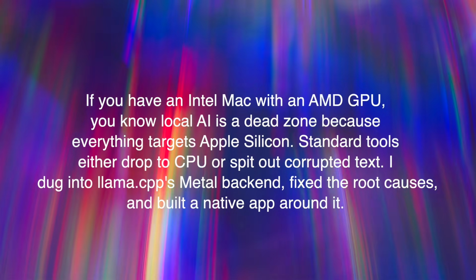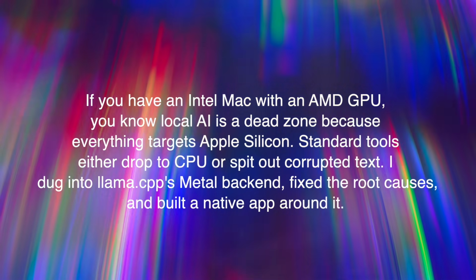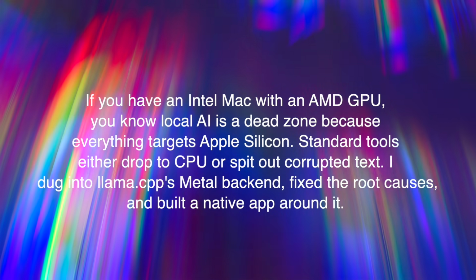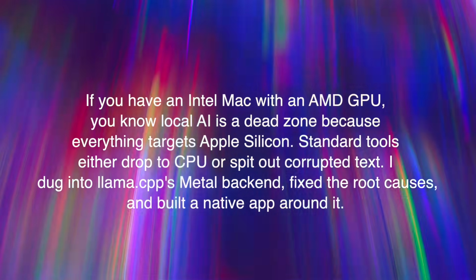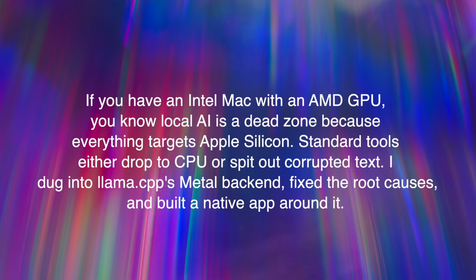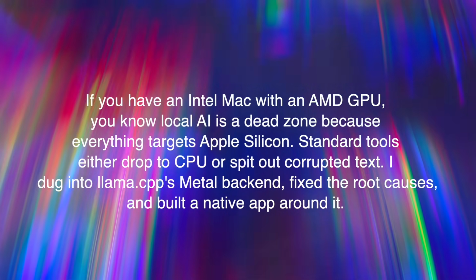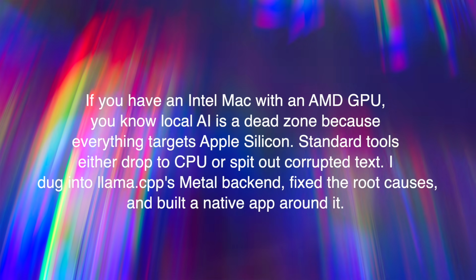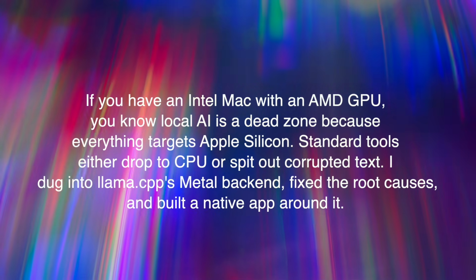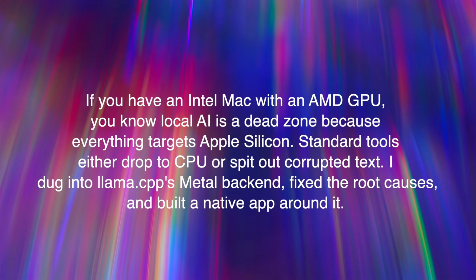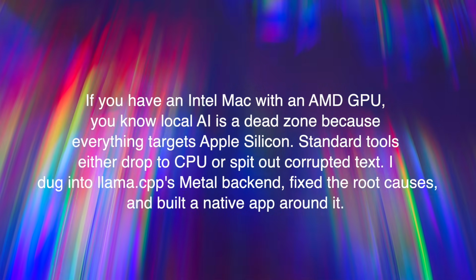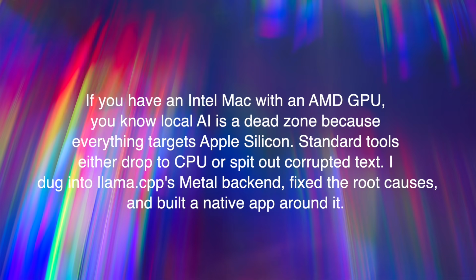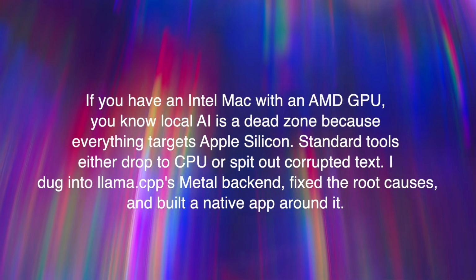And here is a quote from Reddit from the developer. "If you have an Intel Mac with an AMD GPU, you know local AI is a dead zone because everything targets Apple Silicon. Standard tools either drop to CPU or spit out corrupted text. I dug into Llama CPP's Metal backend, fixed the root causes, and built a native app around it." And the GitHub link to the app is in the video description along with the thread on Reddit.